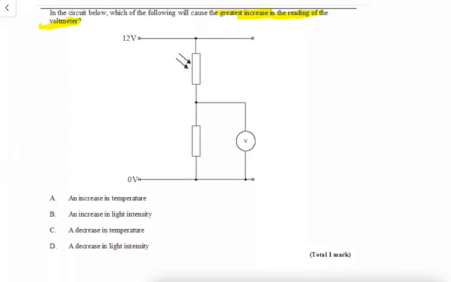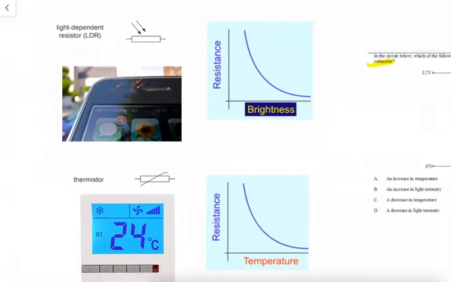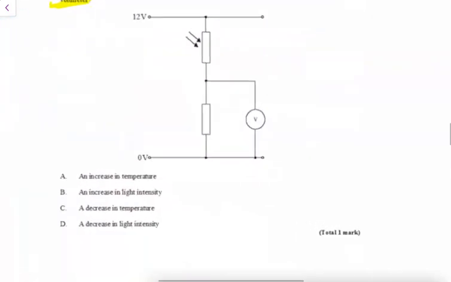Now, the answers that they have relate to temperature or light intensity, so we just need to remember in our data booklet what type of sensor we are looking at. This is a light-dependent sensor. And so then we know that it can't be temperature, so let's use red, it can't be A, can't be C. So it's either B or D.